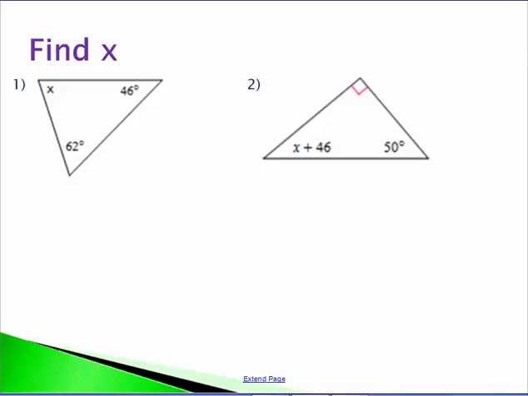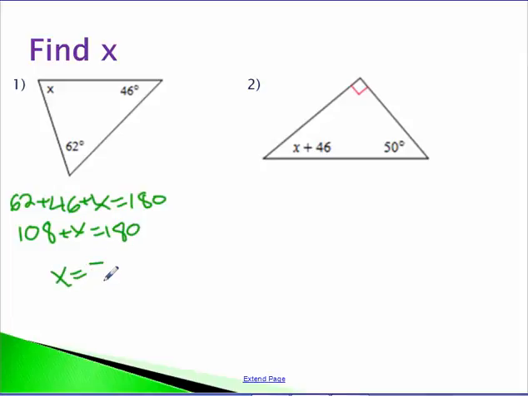So let's start by looking at a couple problems, finding x. For the first one, I know that three angles of a triangle add up to 180, so 62 plus 46 plus x equals 180. All right, so what I'm going to do is subtract 62 and 46 from 180. Actually, let's combine like terms first. When I combine like terms, I get 108 plus x equals 180. So x is 72.